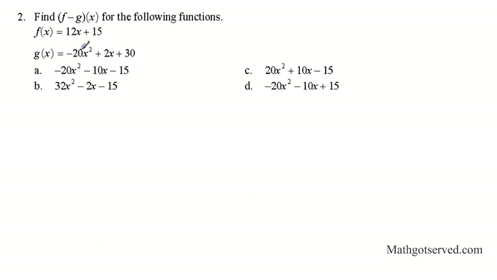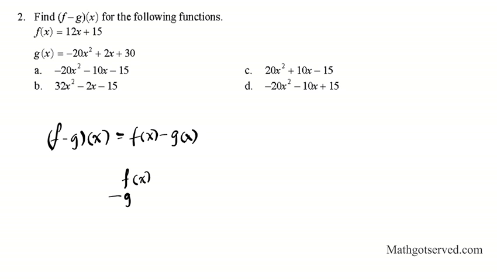Question 2, we're asked to find f minus g of x for f of x equals 12x plus 15 and g of x equals negative 20x squared plus 2x plus 30. So what does f minus g of x mean? Well, just like the previous problem, f minus g of x is f of x minus g of x. Okay? So we're going to stack it up, f of x, and then we're going to subtract g of x.